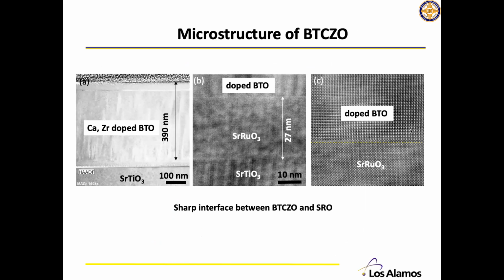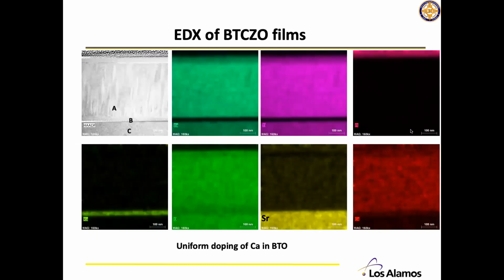Because we're doing a lot of thin film growth, we are very interested in microstructure. As you can see here, the film is very nice. We have very nice sharp interfaces between the bottom electrode and STO substrate, and also between the BTO film and the bottom electrode. We also did EDX mapping for those films. As you can see, there's no real segregation of these elements. That means most of the elements are uniformly distributed in the film.